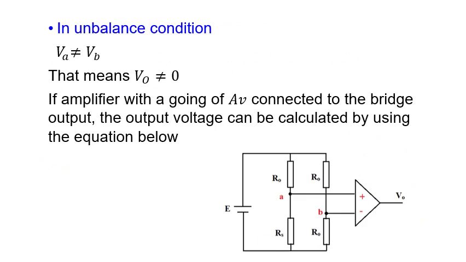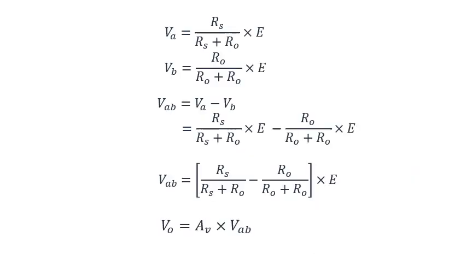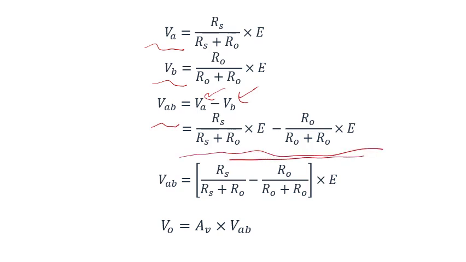If VA is not equal to VB, then the output is equal to VA minus VB multiplied by the gain. That means there is a voltage VAB, and multiplying it by the gain gives the output voltage. The derivation of VAB shown in the previous slide is similar to what we discussed for the Wheatstone bridge. This is VA, this is VB, and VAB is equal to VA minus VB. When you subtract them, you end up with this equation. That's how we can calculate VAB.